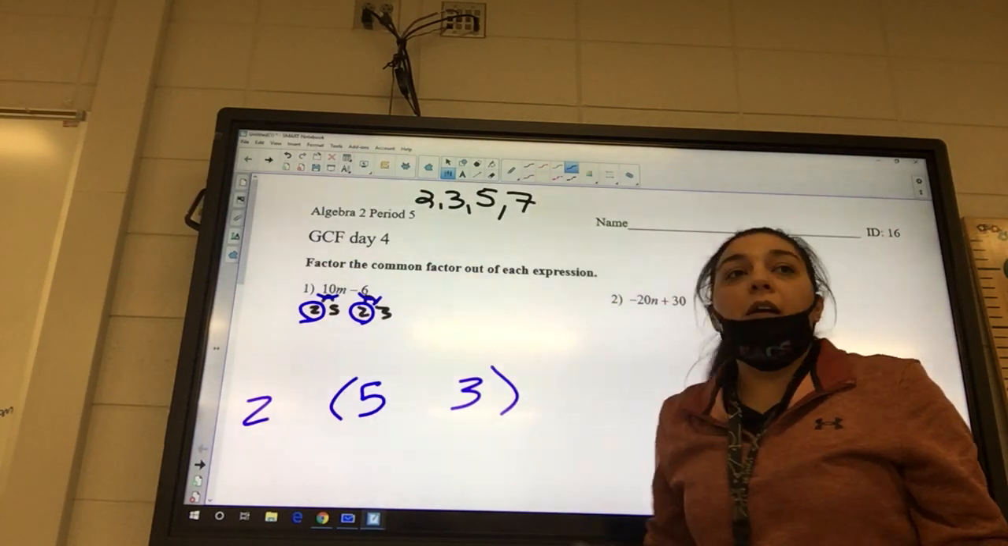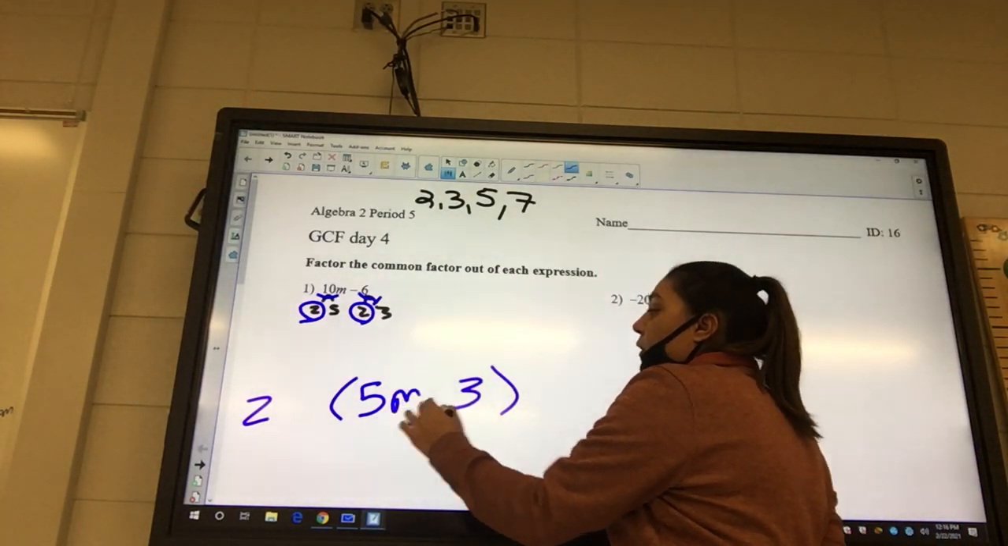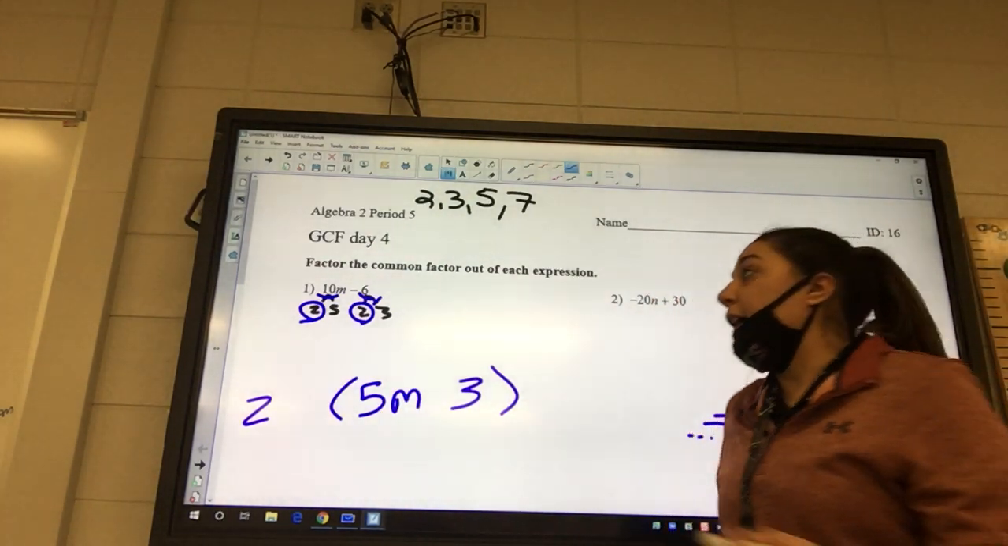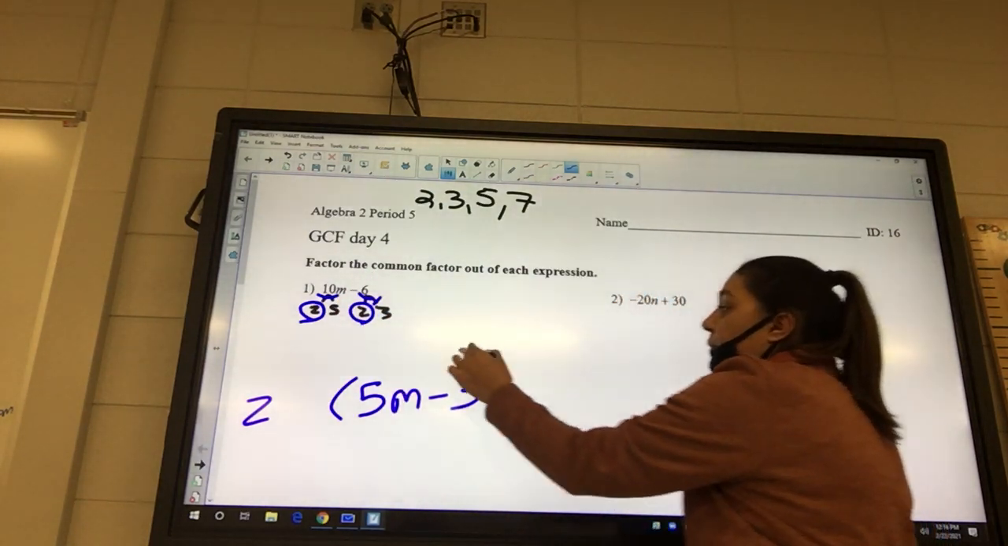Now, can I pull out the same amount of m's from both? No, because the 6 doesn't have any. So put the m back where it goes. The sign is also going to stay there. It's a minus, so it's got to be a minus.